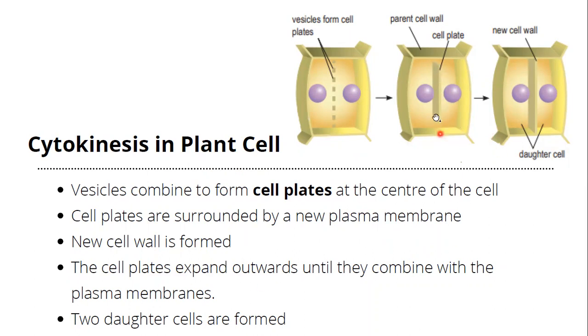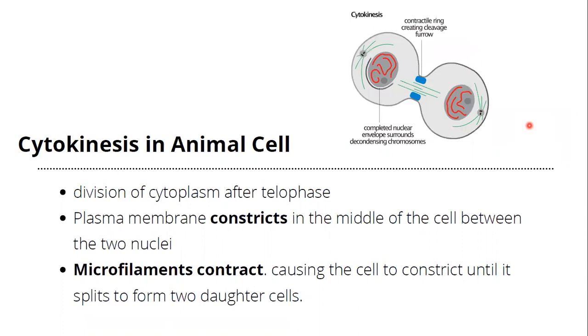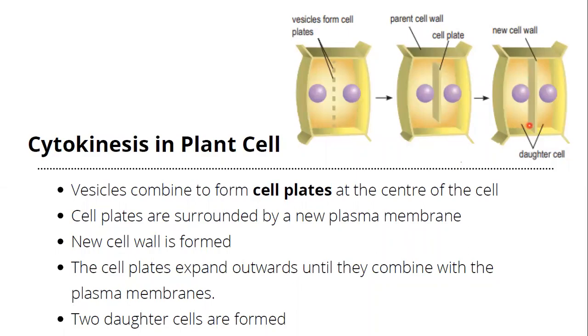You can see it is still not connected to the border. So this cell plate, after fusion of the vesicles, is going to expand outwards until it combines with the plasma membrane. And thus, after this, they have their own cell wall and own plasma membrane for two separate cells. And after reaching the border, they're going to form two daughter cells. Okay, so the important keyword for plant cells is the cell plate, and the important point for animal cells is that the microfilaments contract in the middle. Both form two separate daughter cells. That's what is common between animal cells and plant cells.